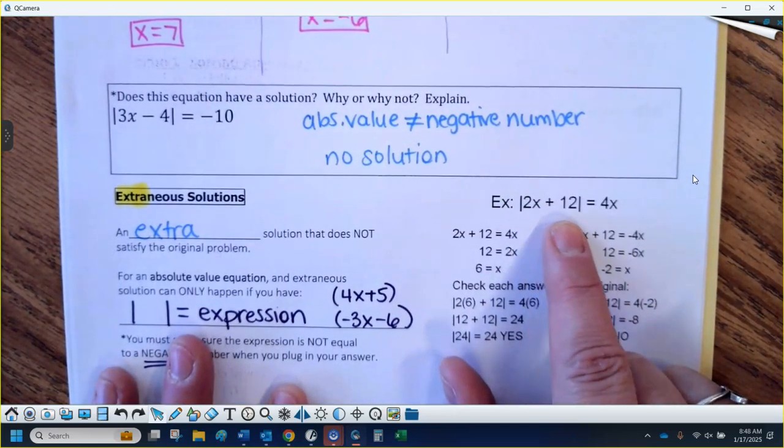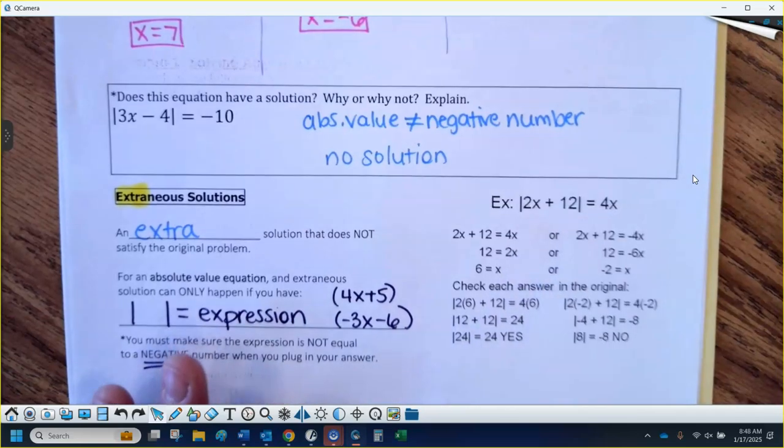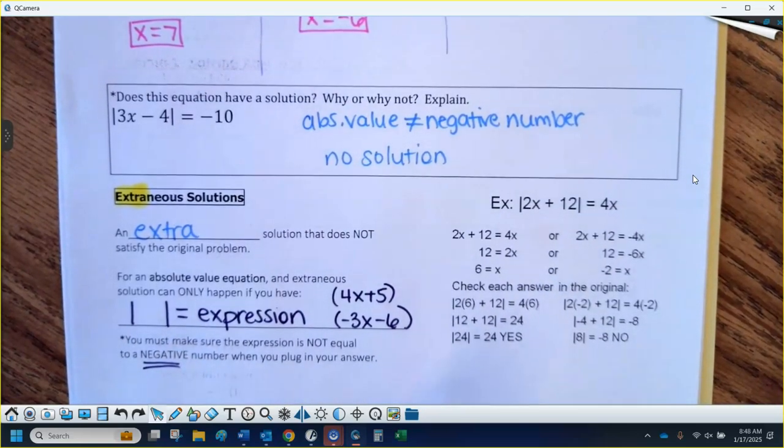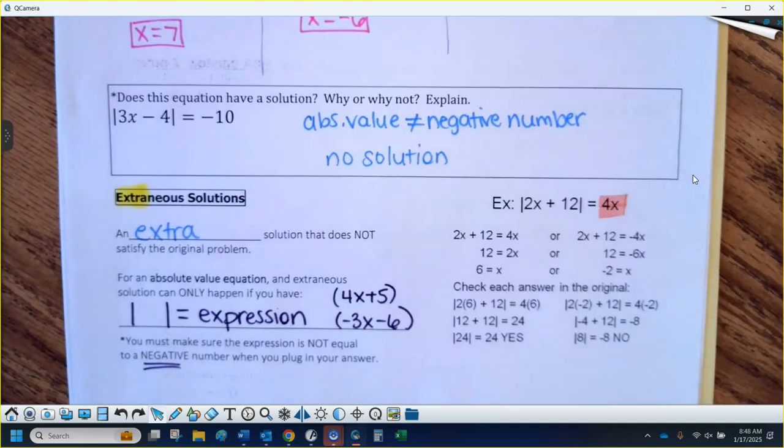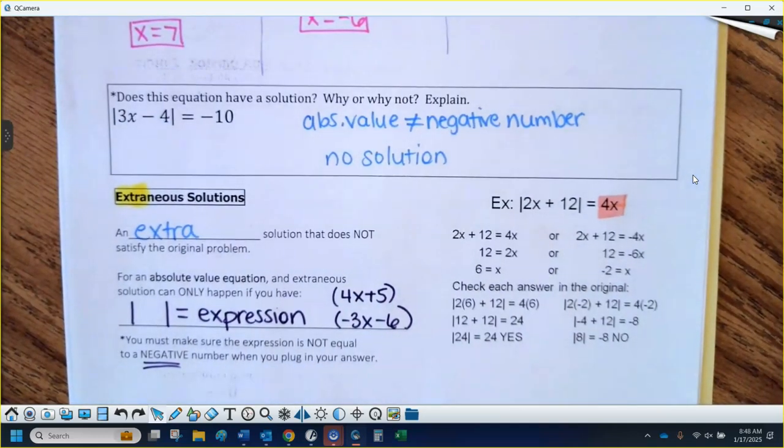Absolute value 2x plus 12, and then on the other side, now this is an expression because it's got an x with it. So what you have to check is you have to make sure your expression doesn't end up being negative when you plug your answers back in. So this is how it works. You would just, like we did in the other questions, copy whatever's in the absolute value, drop it, and then put the opposite. If you're working with an expression, you just make it the opposite. So this was 4x, so it's negative 4x.